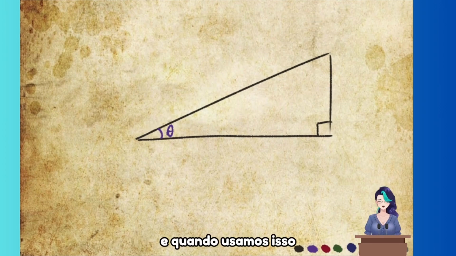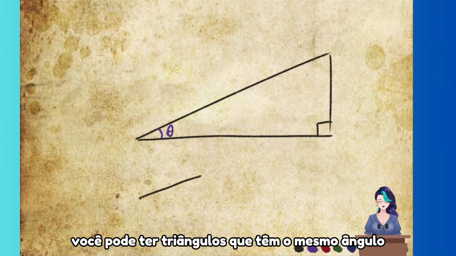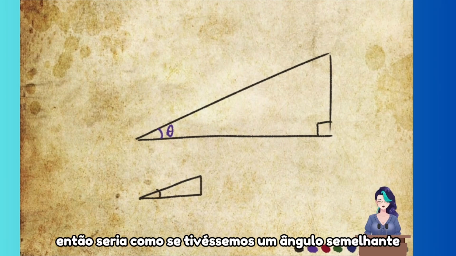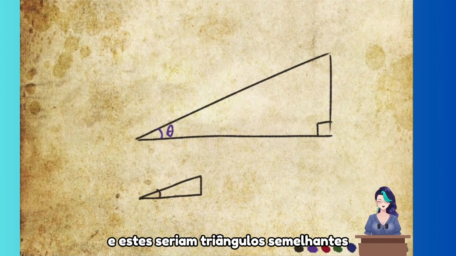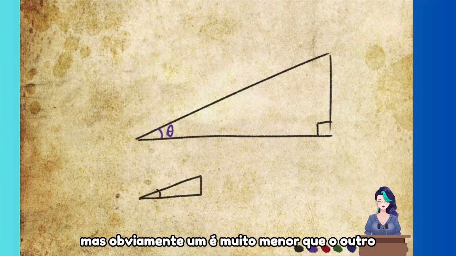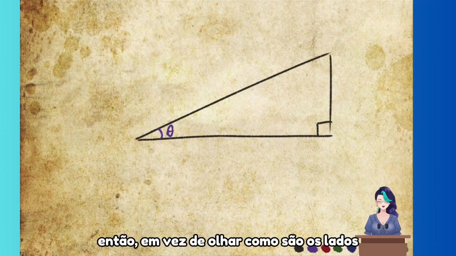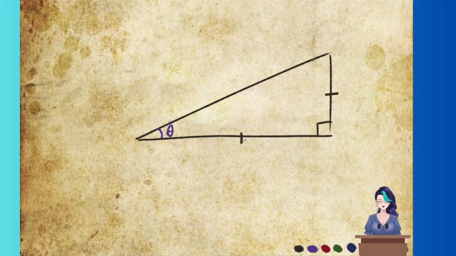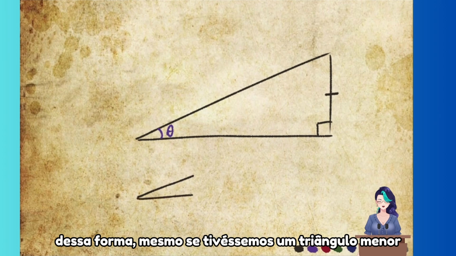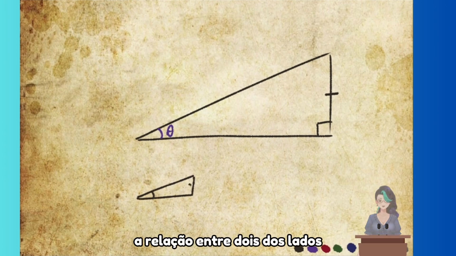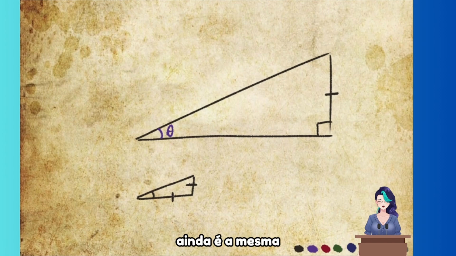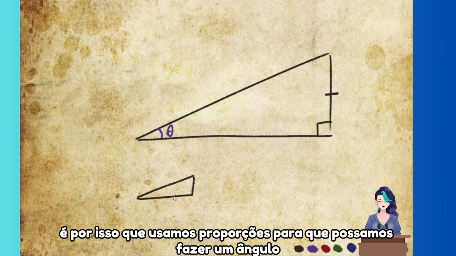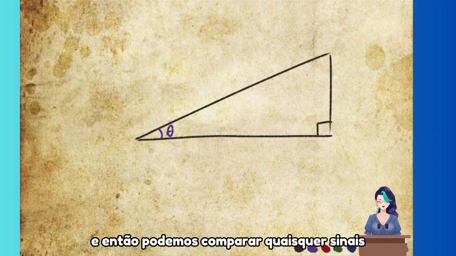And when we use this, we end up having to use ratios because you can have triangles that have the same angle but different side lengths. So this would have a similar angle, and these would be similar triangles, but one is much smaller than the other. So instead of looking at what this side is, we look at how this side compares to another side. That way, even if we had a smaller triangle, the relationship between two of the sides is still the same. That's why we use ratios, so that we can do an angle and then compare any sides.